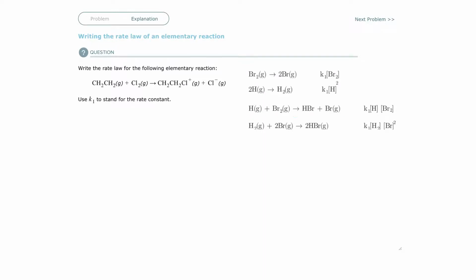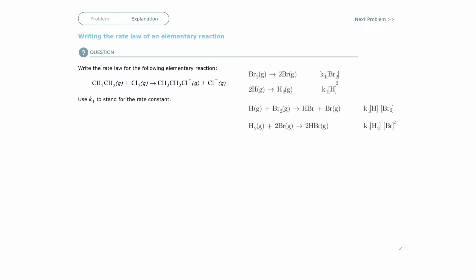So let's look at this one. I've got two terms in the reactants. That means I'm going to have two terms in the rate law, some kind of a constant K1 times the concentration of H in molarity, the concentration brackets, times the concentration of Br2. And that's it. Okay, this is simple stuff. This whole chapter is easy.